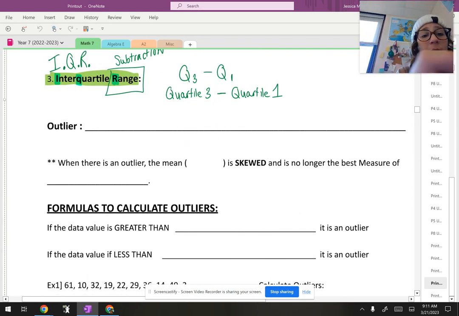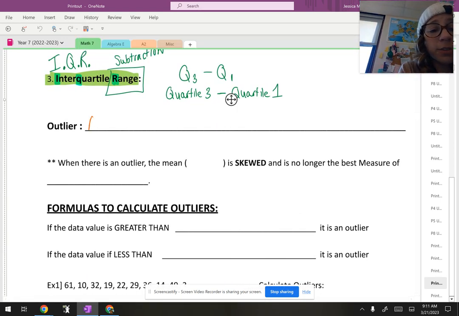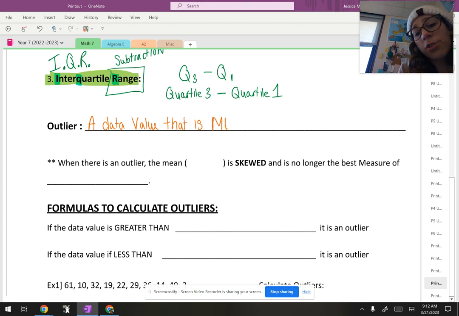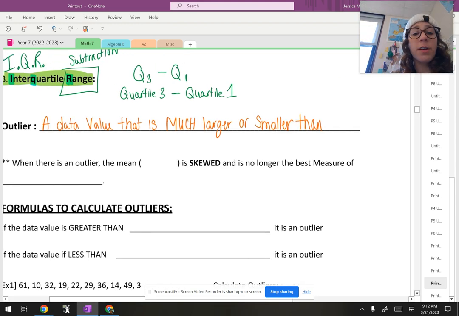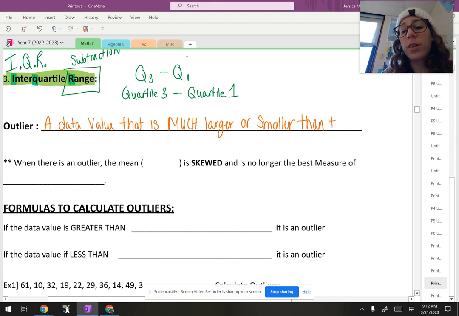So an outlier is just a data value that is much larger or smaller than the rest of the data. A data value that is much larger or smaller than the rest.